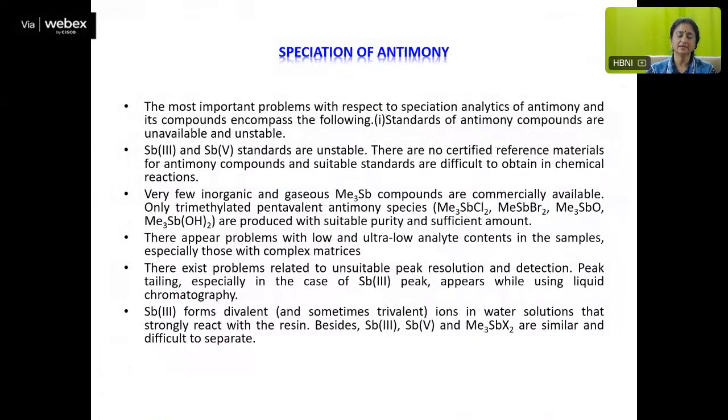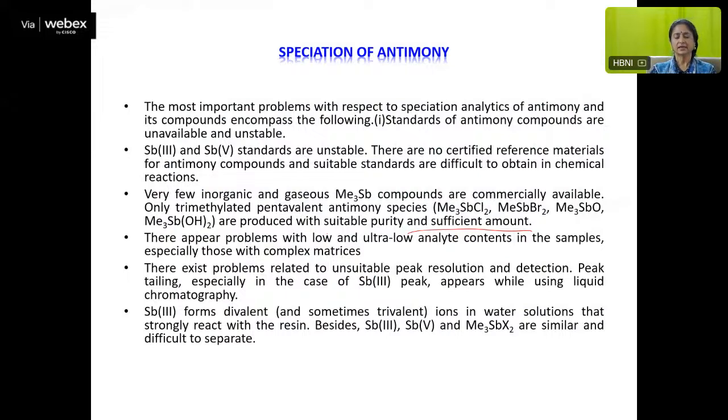Similarly for antimony, there are antimony 3 and antimony 5. The most important problems with respect to speciation analytics of antimony and its compounds include the following. Standards of antimony compounds are unavailable and unstable. Antimony 3 and antimony 5 standards are unstable and can interconvert to each other. There are no certified reference materials for antimony compounds, and suitable standards are very difficult to obtain in chemical reactions. Very few inorganic gases like methyl 3 antimony compounds are commercially available. Only trimethylated pentavalent antimony species are produced with suitable purity and sufficient amount.